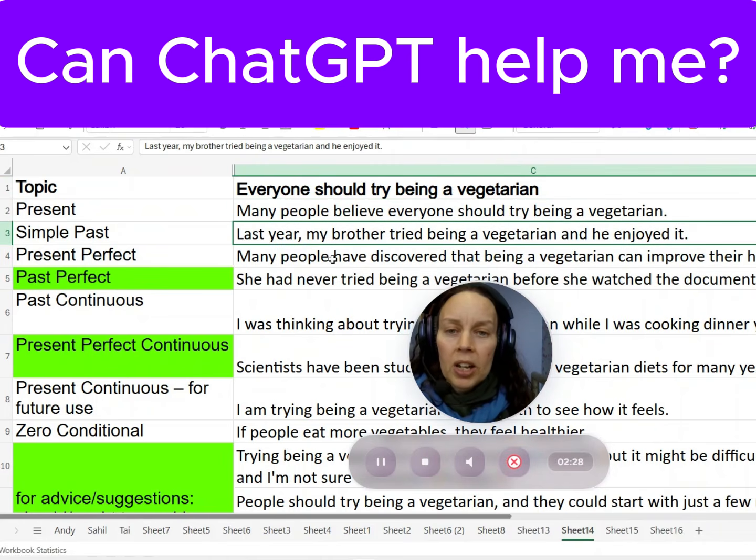Last year, my brother tried being a vegetarian and he enjoyed it. I say this for the example, not to memorize it, because maybe you don't have a brother, or your brother never tried to be a vegetarian and your brother hates vegetables. So I don't try to memorize what ChatGPT tells me randomly. I use this grammar in a sentence that makes sense to me, using my information, my interests.